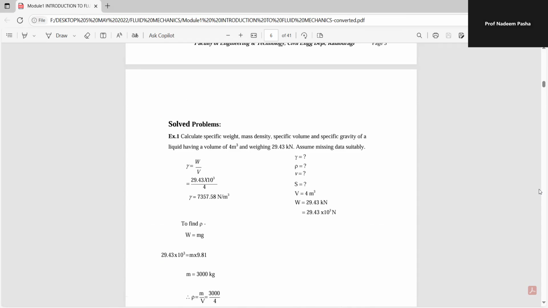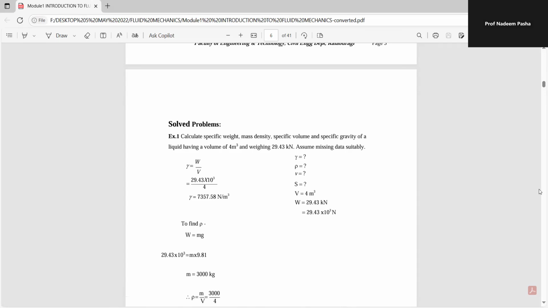Once again, before going to solve the problems, I am just revising it. You just listen to it. So, what exactly is a fluid? A fluid is a combination of solid and liquid or liquid and gas. For example, oil, honey, milk. These all are considered as fluid.